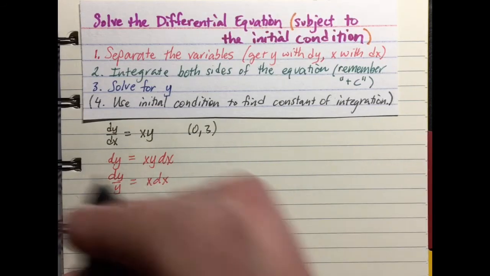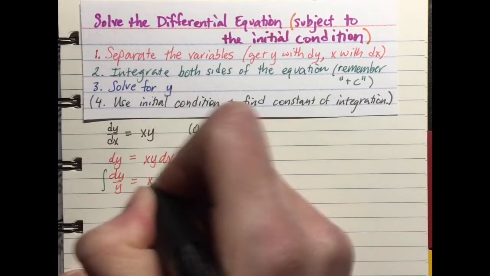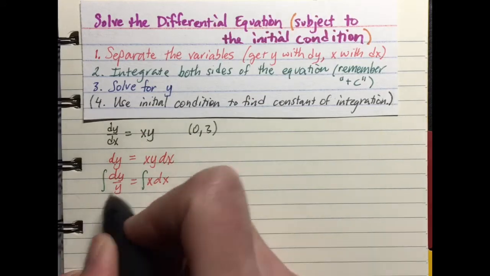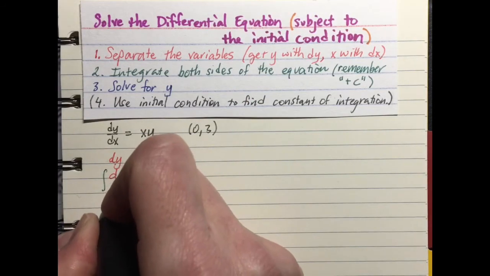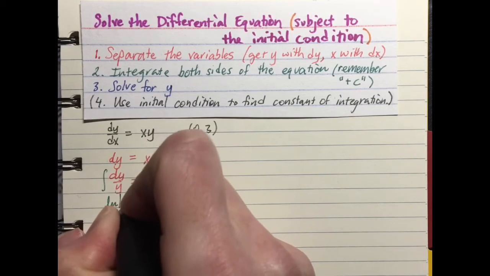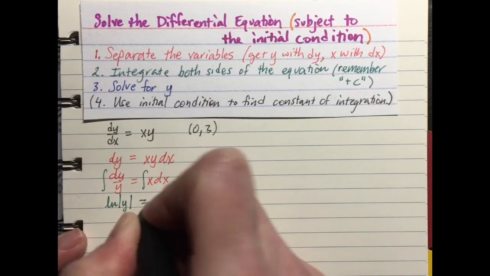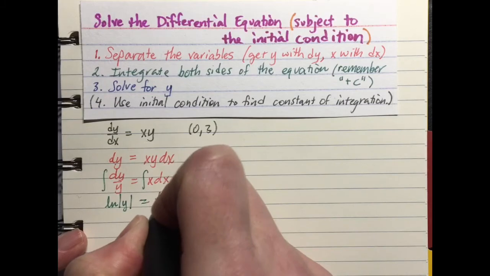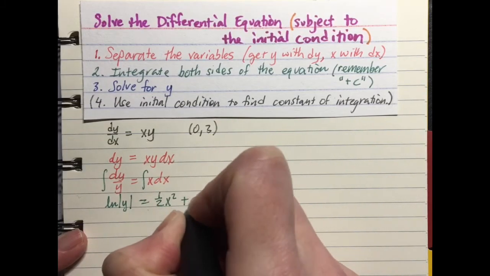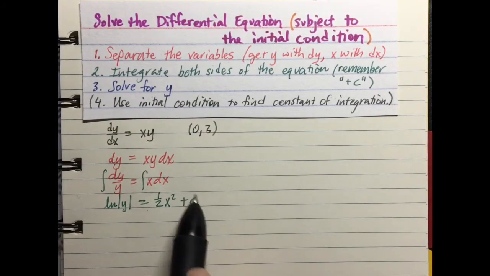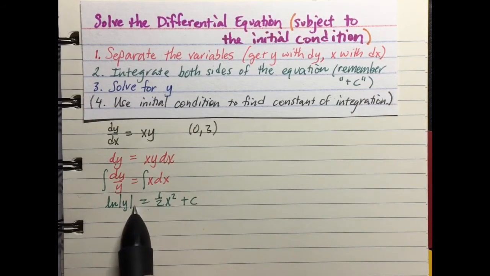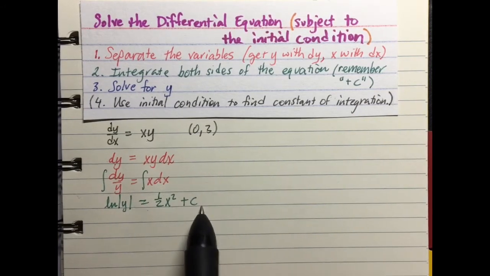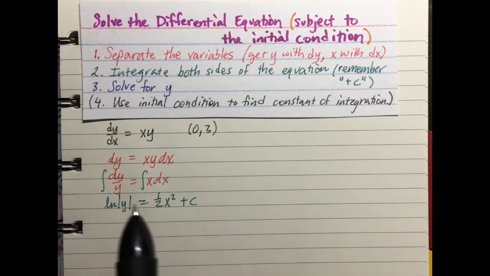Okay, next we're going to integrate both sides. So I know that dy over y, we've seen that form a lot. It's the natural log of the absolute value of y. And then the x, integrating that, we get the 1/2 x squared, and then our plus c. Remember, we're going to just put the plus c only on the side with the x. It could go on the right side, but we'd end up moving it over, so that's just a wasted step. Okay, so that's the integrating both sides, our step 2.